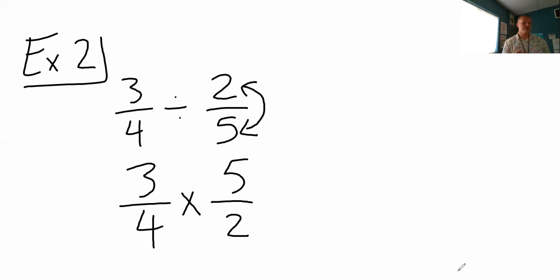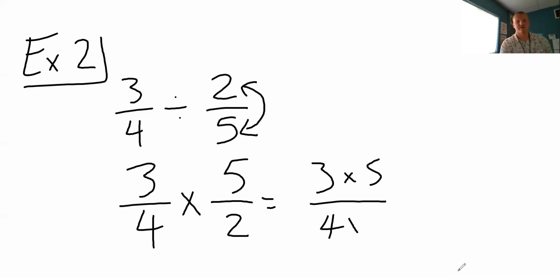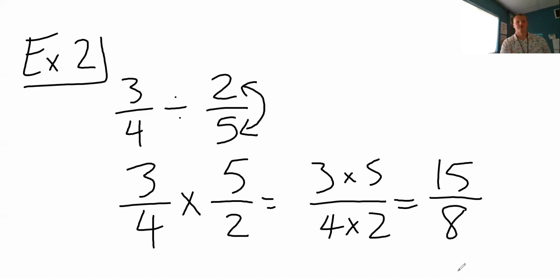That's all you're doing in these division problems: you flip the 2 over 5 to make it 5 over 2. And once you do that, now you can, like normal, multiply straight across. So I now have 3 times 5 over 4 times 2, which is going to be 15 over 8, which I can't reduce anymore.